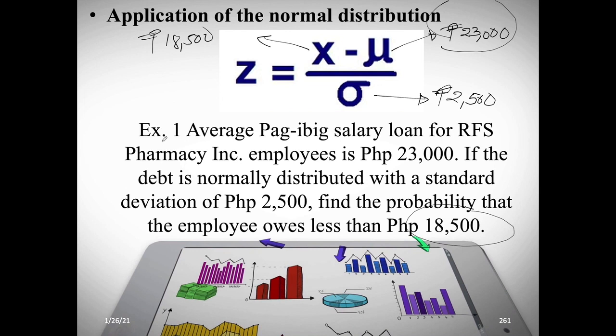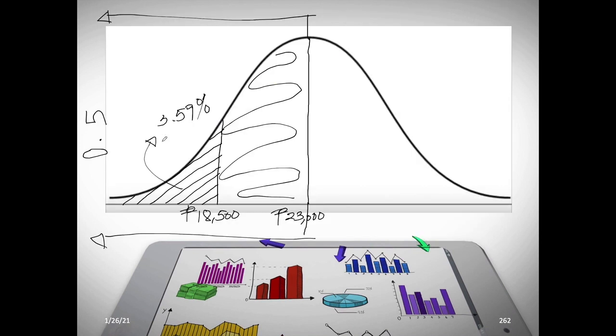Therefore, madaling sabihin na, ayokong i-judge yung mga empleyado ng company na to, pero maliit yung probability na yung isang empleyado nila is may utang ng mas mababa pa sa 18,500. Ibig sabihin, 3.59% lang, napakaliit lang. Malaki yung chance na yung mga employee nila mas mataas sa 18,500 yung utang sa Pag-ibig salary loan. Pwedeng mas mataas pa nga yan.